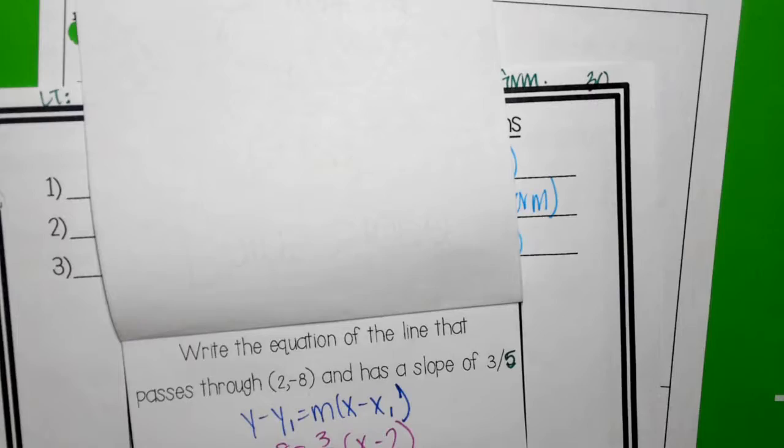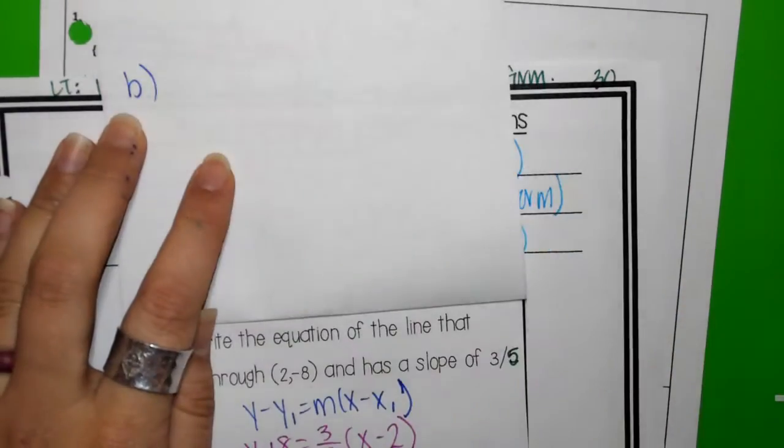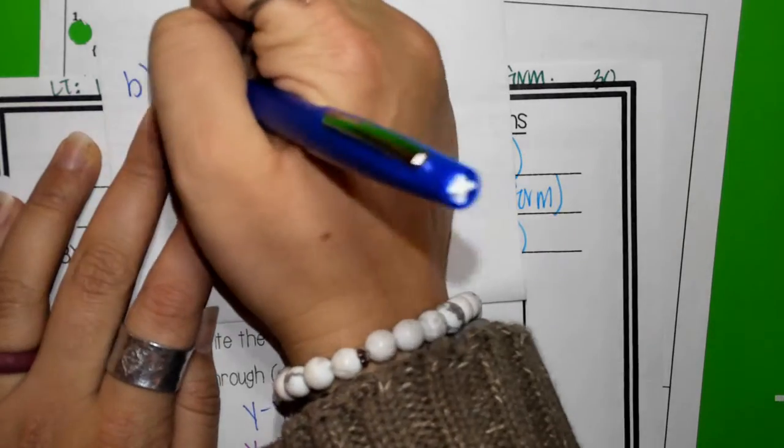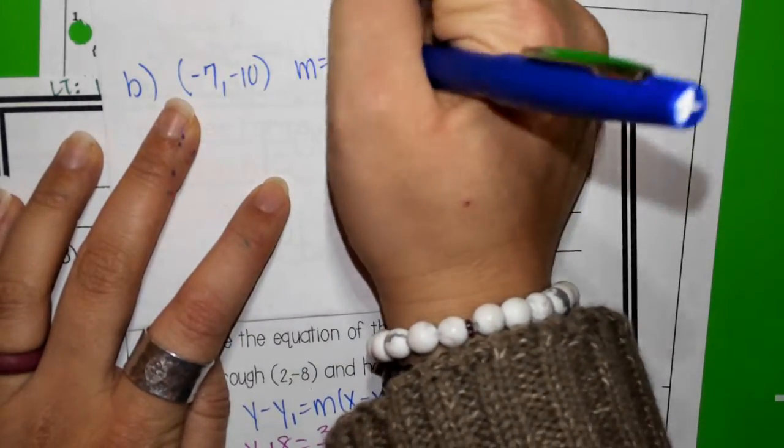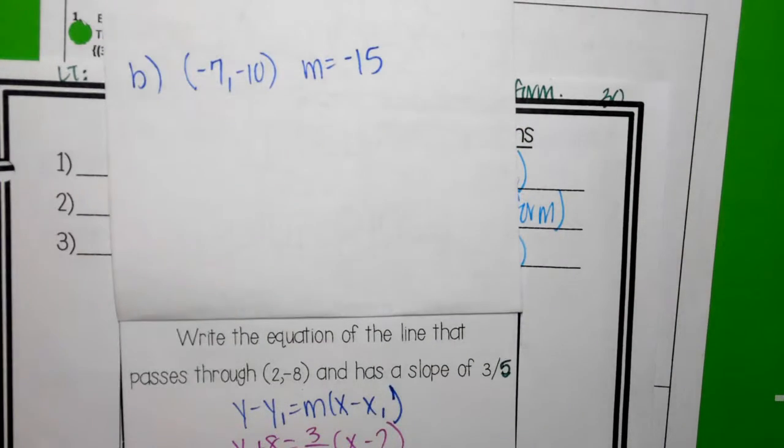All right. We're going to call this B. I want you to write it through -7, -10, with a slope of -15. Okay, do your problem, and then you have to do your push-ups.